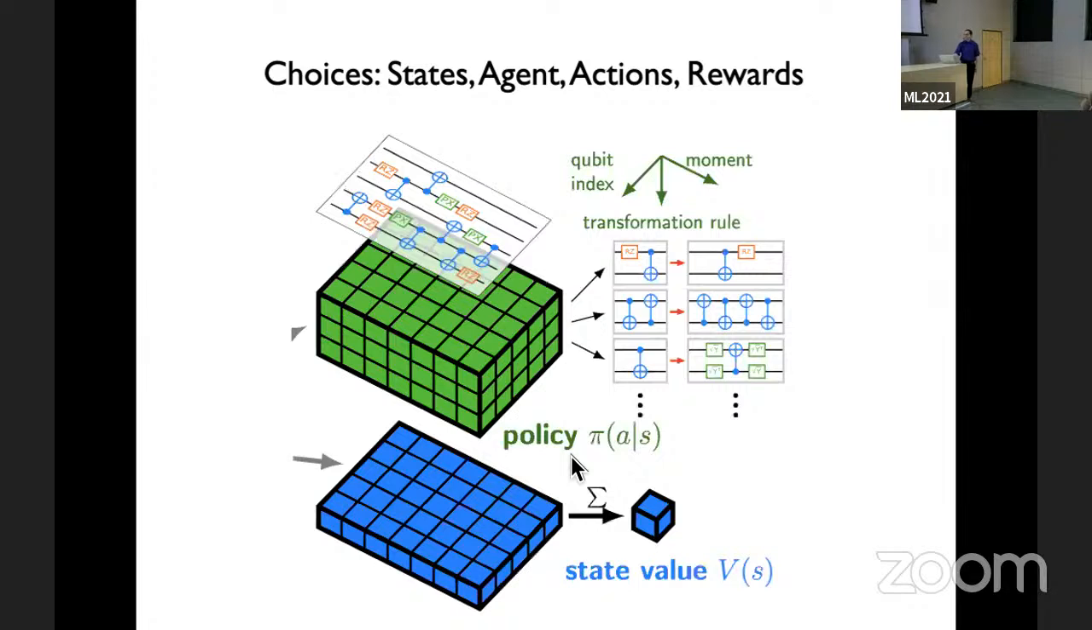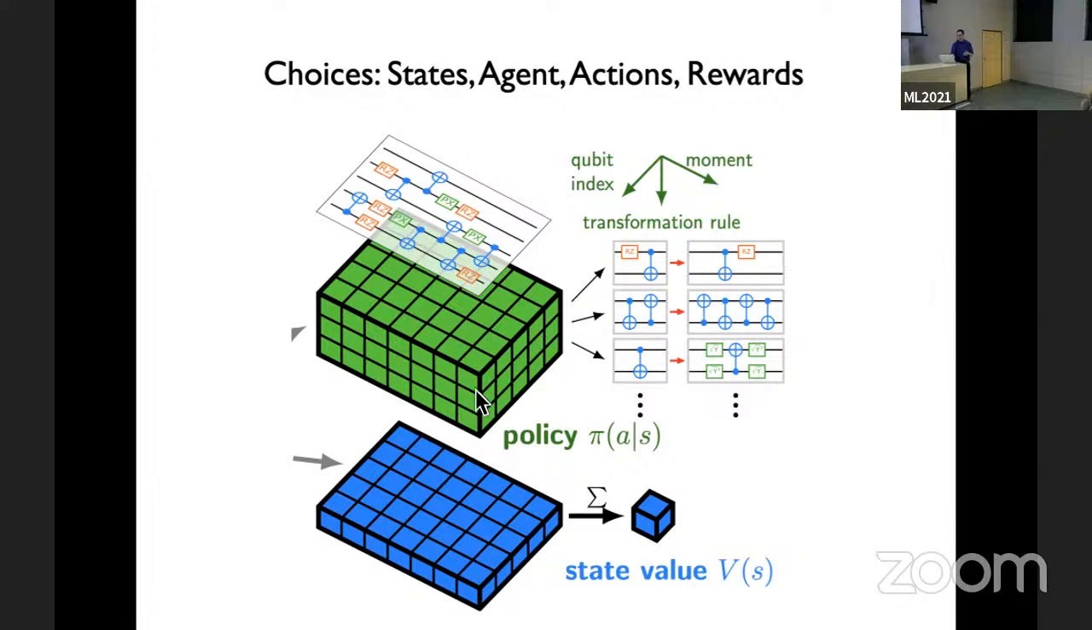And so that's what's shown here. The output for the policy is a suggestion to apply one of these transformation rules at a particular spot in the circuit. So again, it's a three-dimensional object. Two of the axes are again the time and qubit number. And the third axis would be the transformation rule that you want to apply at this particular spot.